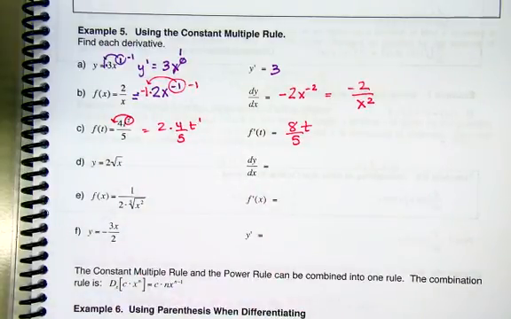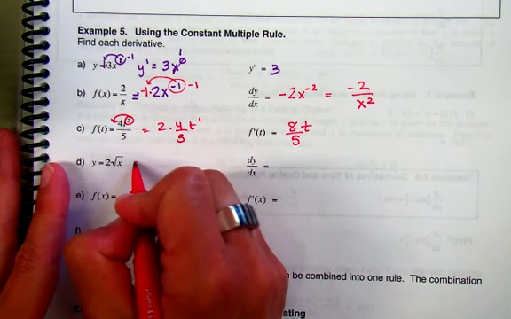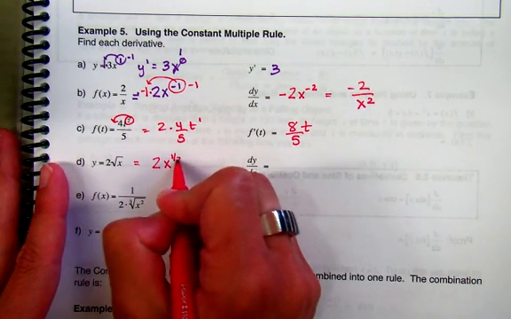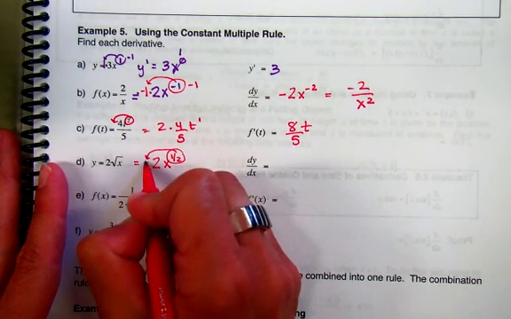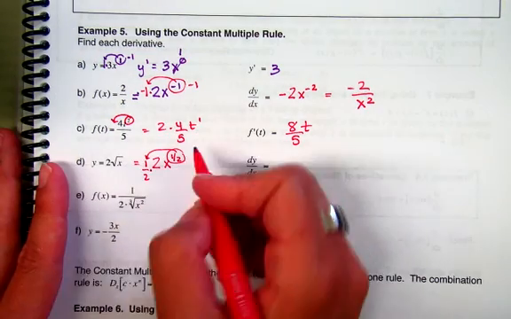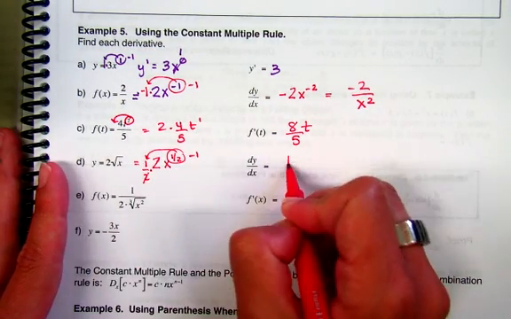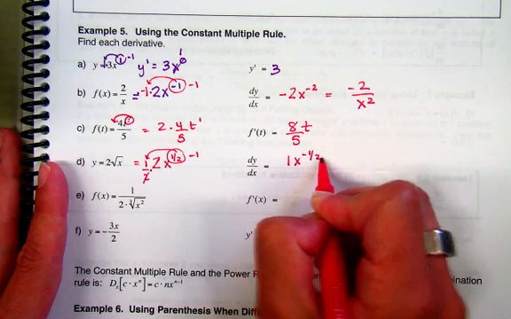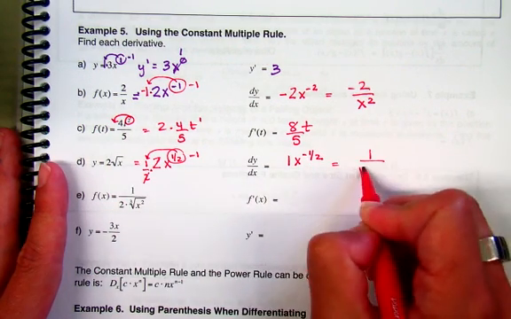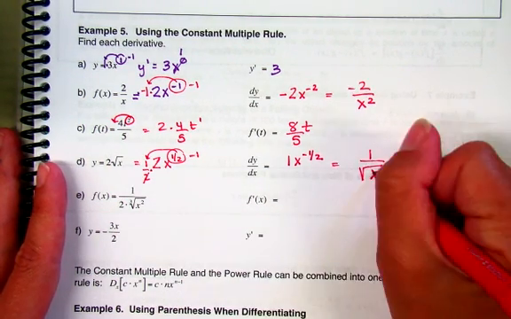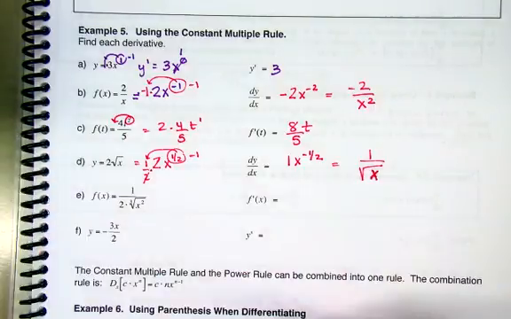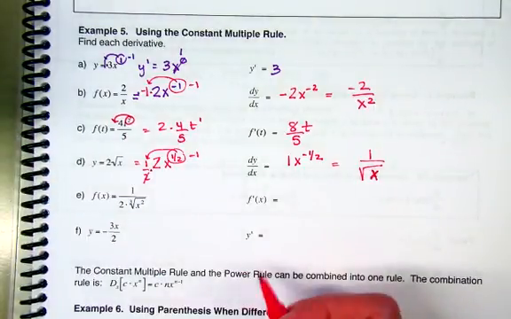2 root x. What should I do with that root x first? Turn it into a fraction. Turn it into a fraction. So x to the 1/2. Good. So I would have 2x to the 1/2. Power rule. Move it in front, multiply it, subtract 1. So I would end up getting 1x to the negative 1/2. Rewrite it. Does that look good? In the denominator and square root. It's a fun one.